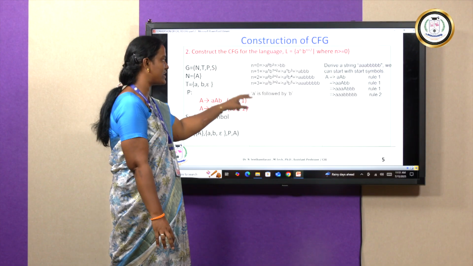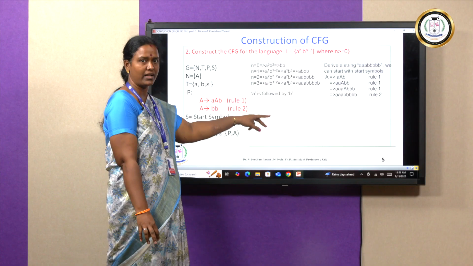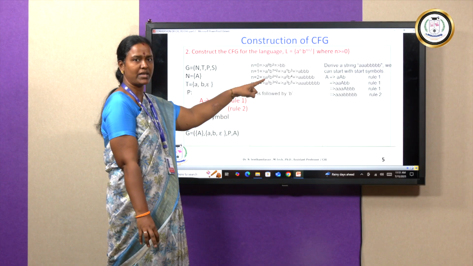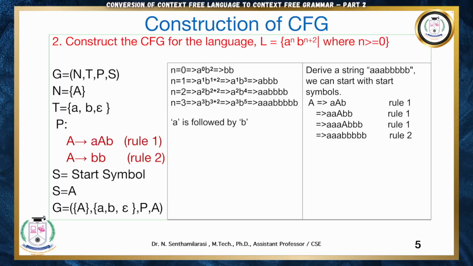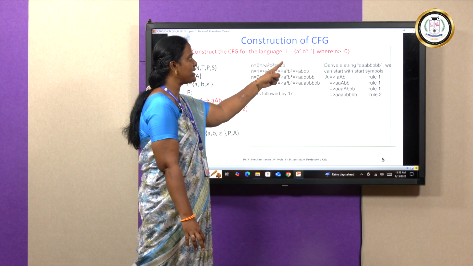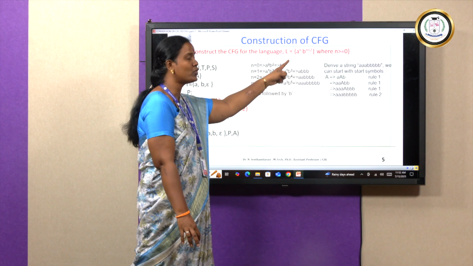So here, A is followed by B, that is the order. We should not have B followed by A, as in the question A is followed by B, so that order we need to maintain. Based on this, I am going to derive the production rule. Normally for A power n, B power n, the production rule will be A implies AB. But here they have given A power n, B power n plus 2. Additionally, 2 B's are added.